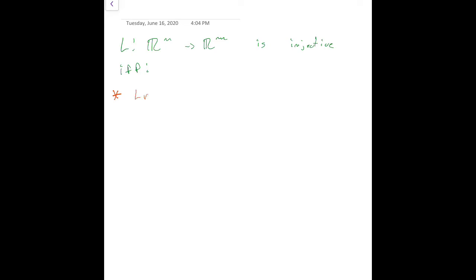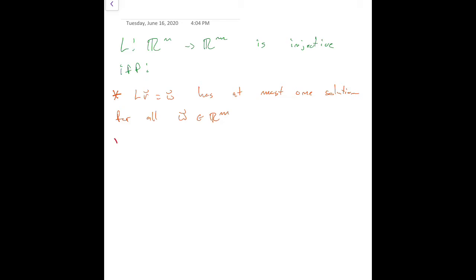the equation LV equals W has at most one solution for all W in Rm. Okay, this is kind of like the initial definition that we came up with. LV equals W has at most one solution for every W in Rm. There might be some vectors for which there is no solution, but when there is a solution, there's one.